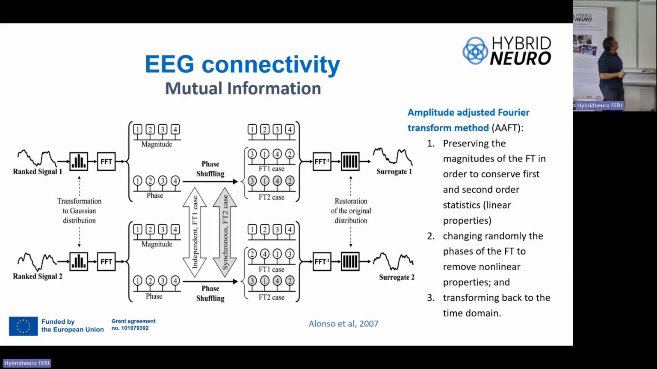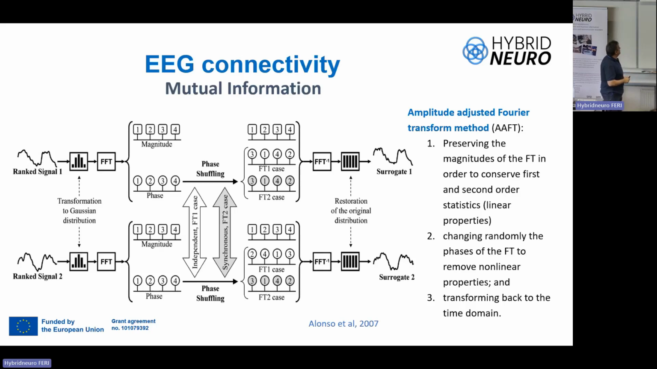This is from a paper of our group, from Jean-Francois' article. It is the thesis. So, for example, this amplitude-adjusted Fourier transform method. Okay, so we have the ranked signal. Well, it's necessary to have a Gaussian distribution in order to apply this, but it's not a problem. If this is not a Gaussian distribution, we can transform, and then we have to cancel this transformation at the end. So we calculate the Fourier transform.